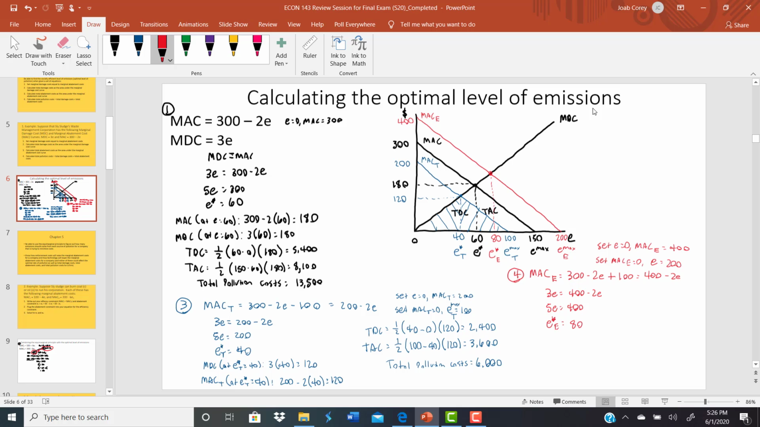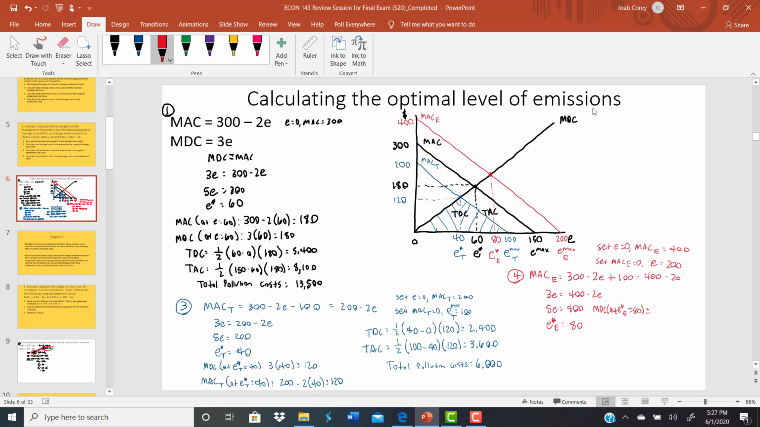Again, we can plug that into either or both of our original equations in order to figure out what the cost is here. This is at E star sub E equal to 80. So MDC is going to be equal to 3 times 80, which is equal to 240. And then MAC sub E at E star sub E equal to 80 should be equal to 400 minus 2 times 80, which is also equal to 240. So 240 is what our costs are.